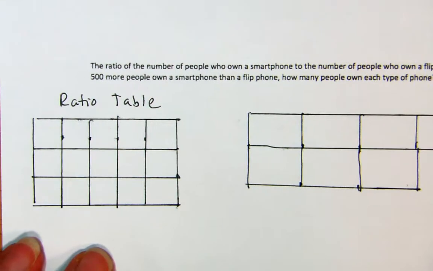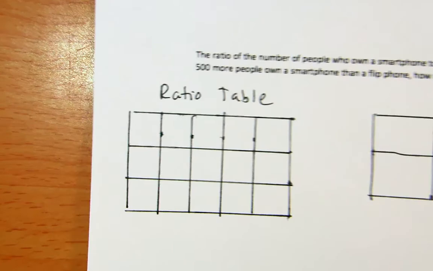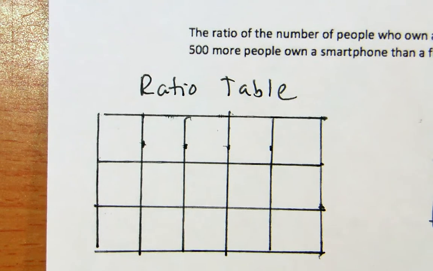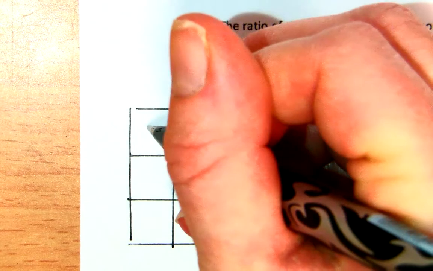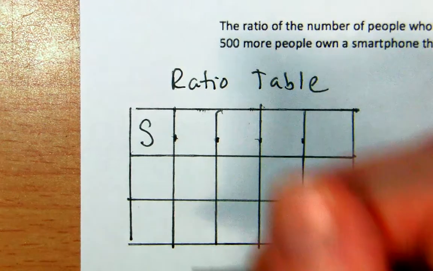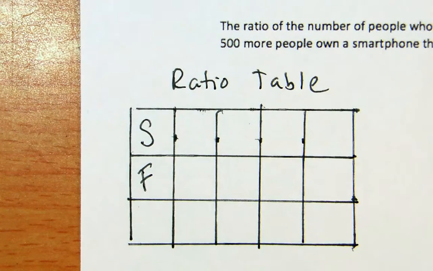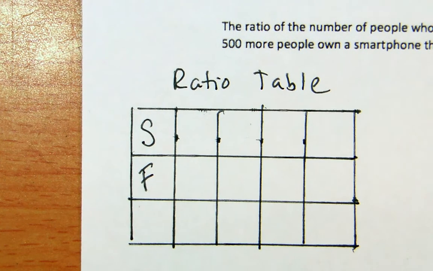Okay, so let's look at the ratio table for this. And again, first thing we're going to do is we're going to label our ratio table. So we've got smartphones, we've got flip phones, and now instead of having total, we have something slightly different, right?